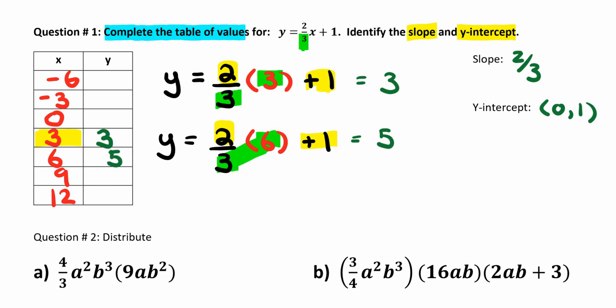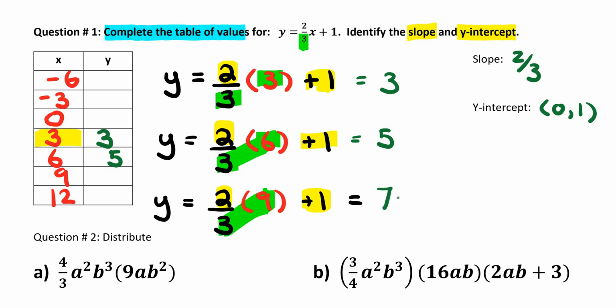Okay. And if you want, we can do one last one here, and then the pattern should be obvious, but we'll practice one more x value of 9 here, and let's just see what we get. So once again, we divide first, so 9 divided by 3 is 3, and 3 times 2 is going to be 6, and 6 plus 1 will give you a 7. Okay, so 3, 5, 7.